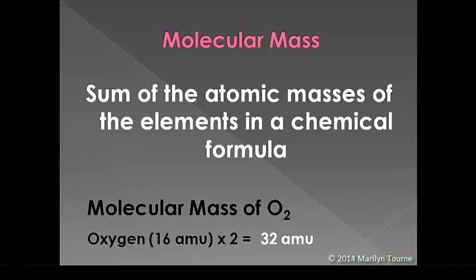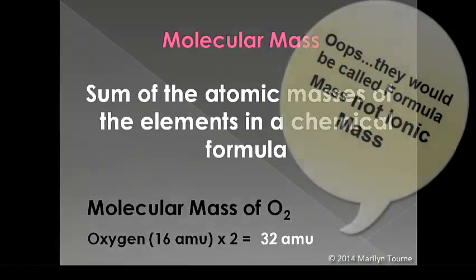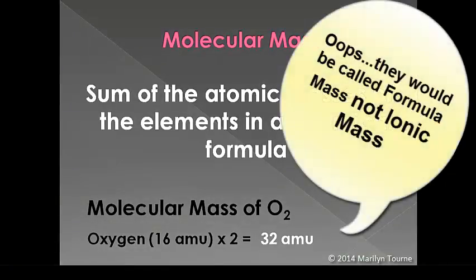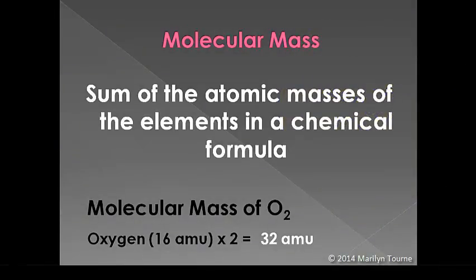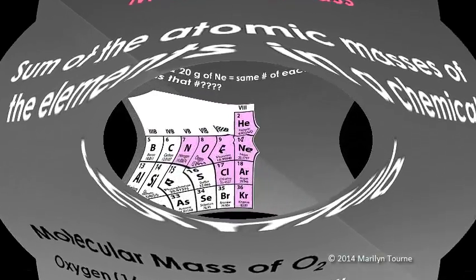It's just a different name. If I wanted the ionic mass of an ion, all you have to do is add up all of those atoms that make up that ion and give me the mass. It's just that we use different names for the type of compounds they are. But it's the same thing always. You just add everything up and you give the total.